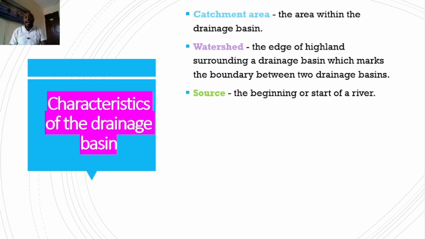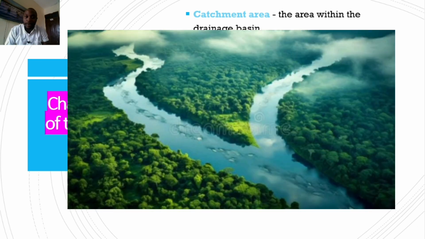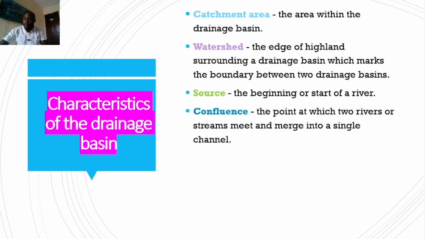You understand that? And then we look at the source. The source is just the beginning or start of a river. Simple as that. And then we have the confluence. The confluence is the point at which two rivers or streams meet and merge into a single channel. When you have a river meeting another river, we don't call that a mouth. It can be confused with a mouth, but these are rivers meeting another river. So where they are meeting, the meeting point is what we call a confluence.